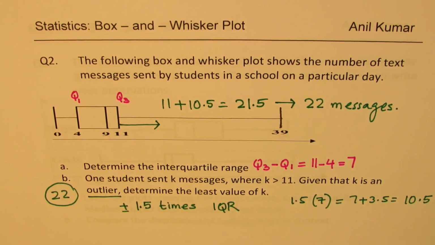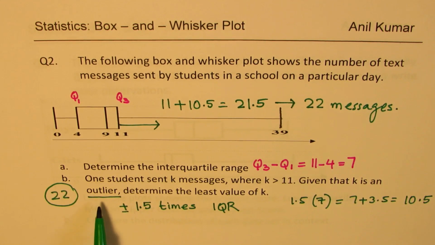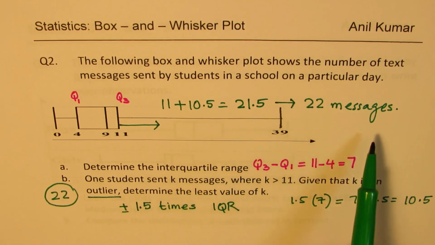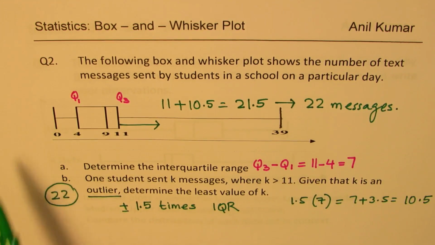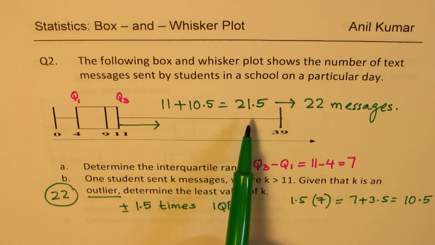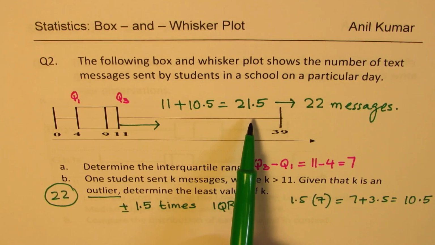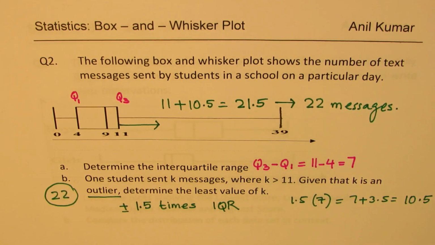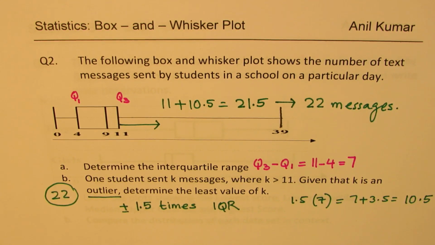Is that clear? So remember, outlier is calculated as 1.5 times the interquartile range. So we could have outliers on the right side and even on the lower side, right? So in this case, we were asking for k greater than 11, so it is on the right side, and number of messages cannot be a fraction, so we round it to a higher number. Is that clear, right? Now, we have already covered very important aspects.